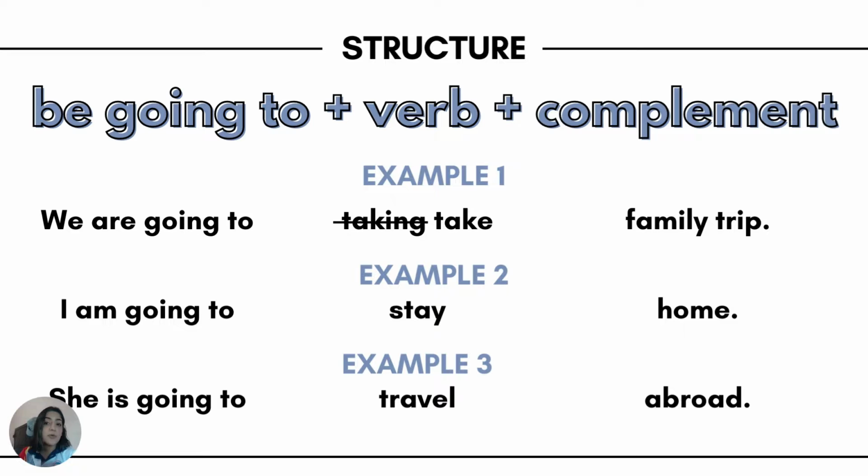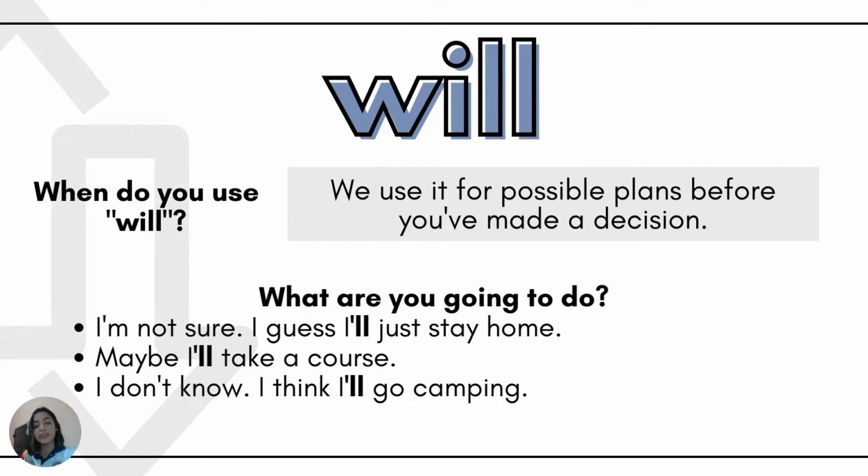We start with the subject I, then with the verb to be, in this case am, then we add going to, then we find study, the verb in its basic form, and then we end with home, the complement of the sentence. And the last sentence we have is she's going to travel abroad. It's the same.